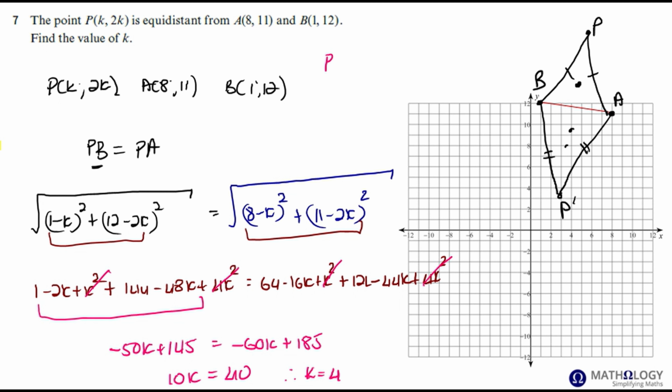So P is therefore the point (0, 4), so we could then plot that. That's where P would lie. And then P is equidistant from A and from B, forming that isosceles triangle.